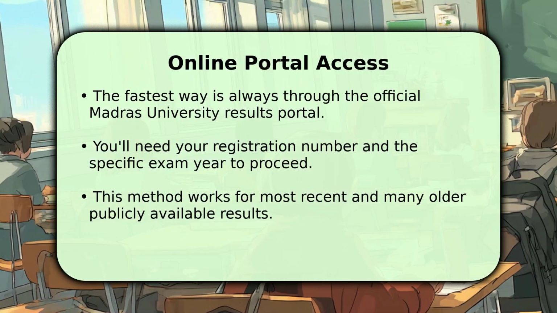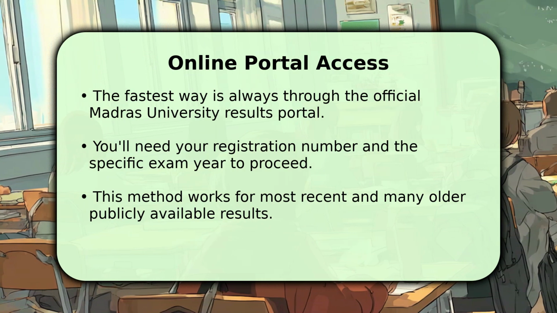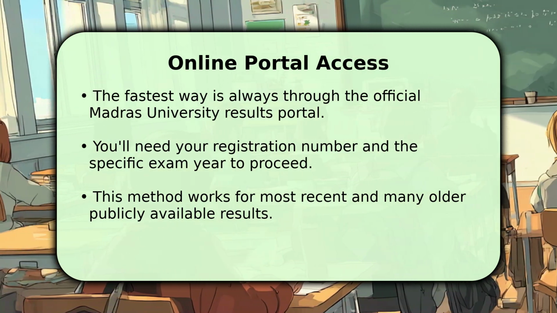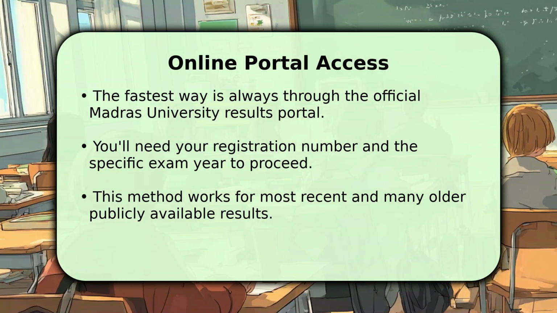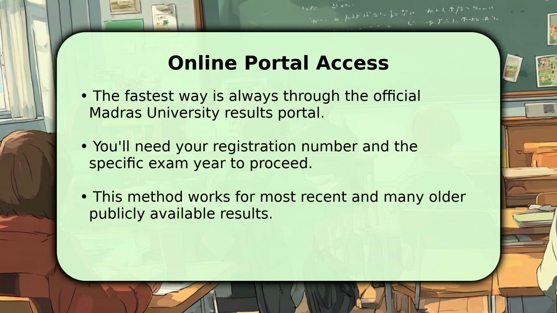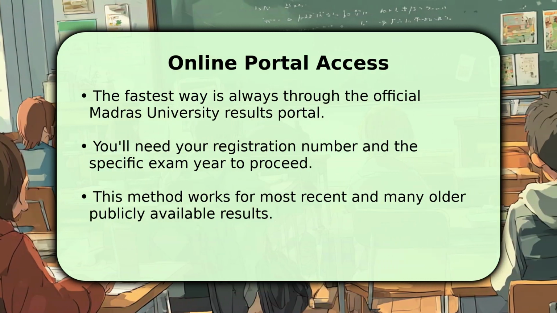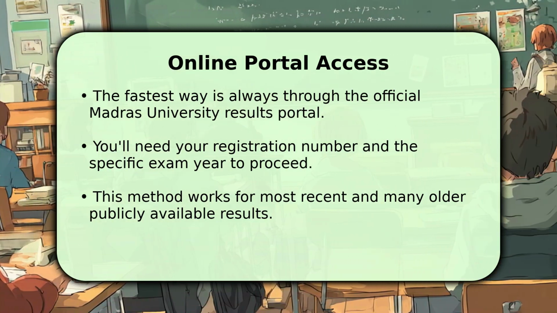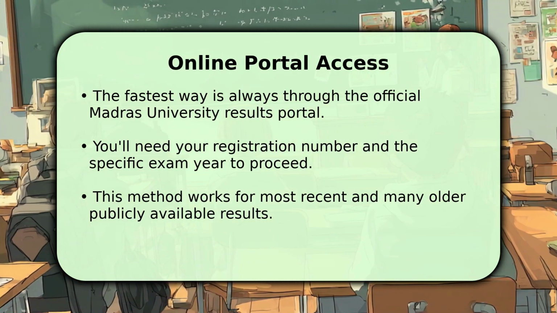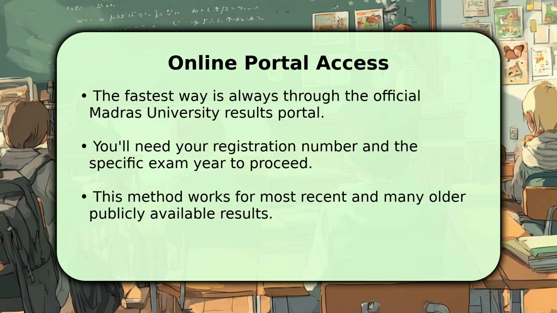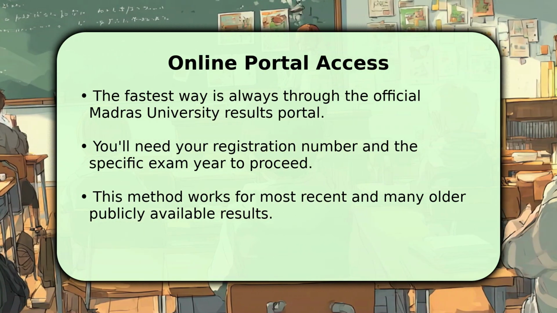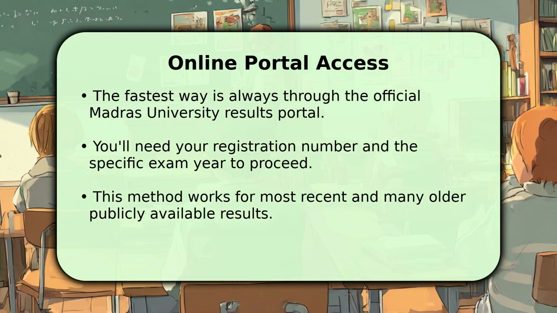The primary and most efficient method to retrieve your Madras University results is directly through their official online portal. Simply navigate to the dedicated results section on the university's website. You will typically need to input your unique registration number and the exact examination year. This streamlined process works wonders for accessing most recent results and even many older, publicly available records. It's designed for quick, user-friendly access.